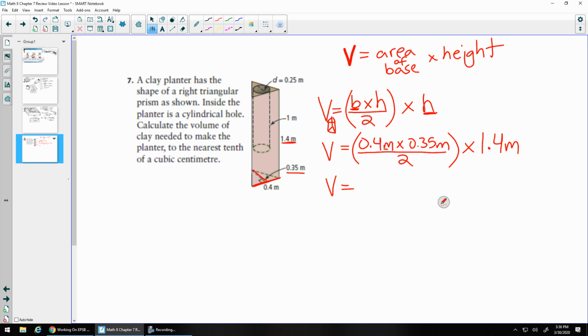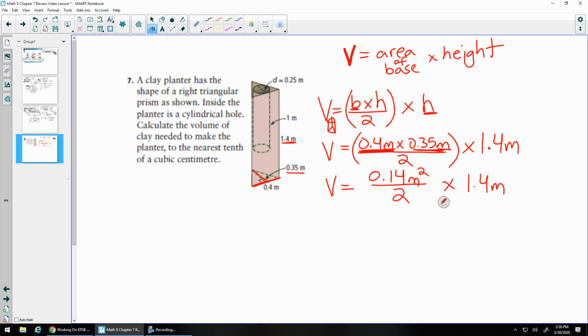Volume is equal to, well, I'd take my calculator and do 0.4 times 0.35, which is equal to 0.14. Now don't let this surprise you. 0.4 is less than 1, 0.35 is less than 1, and 0.14 is smaller than each of these numbers. That makes sense because when we're multiplying decimal numbers, numbers smaller than 1, we're actually saying we don't even have 1 whole of 0.35. In fact, we have less than half because 0.5 would be half. So it makes sense that we're getting 0.14. Meters squared because it's meters times meters, dividing by 2, and then we're still timesing by 1.4 meters.